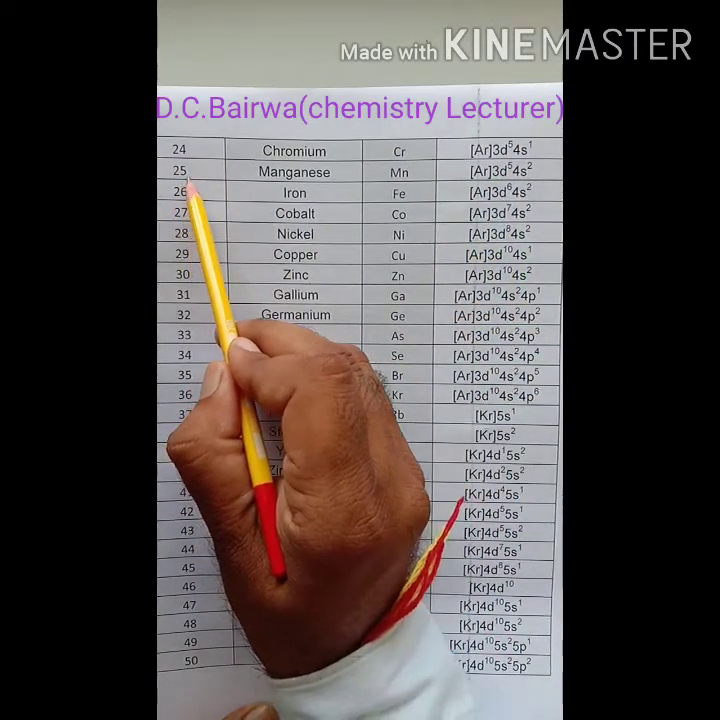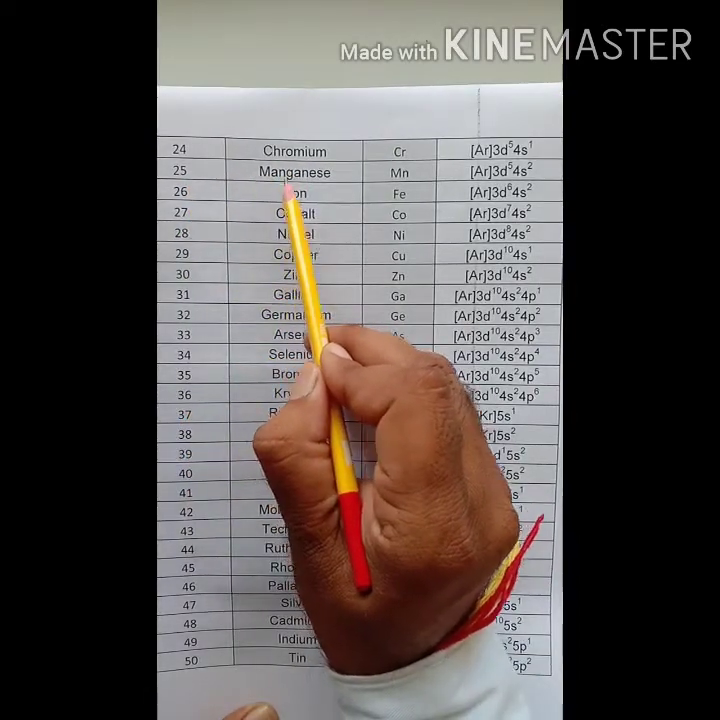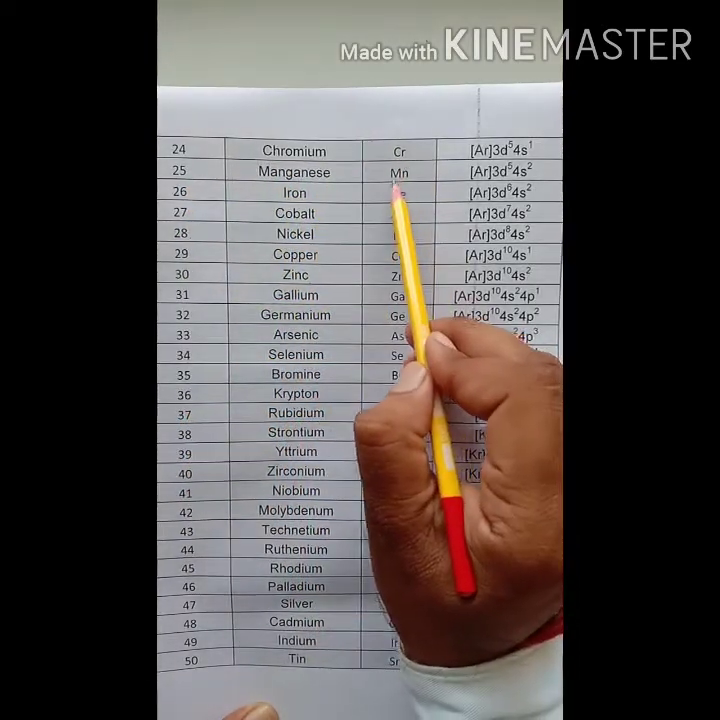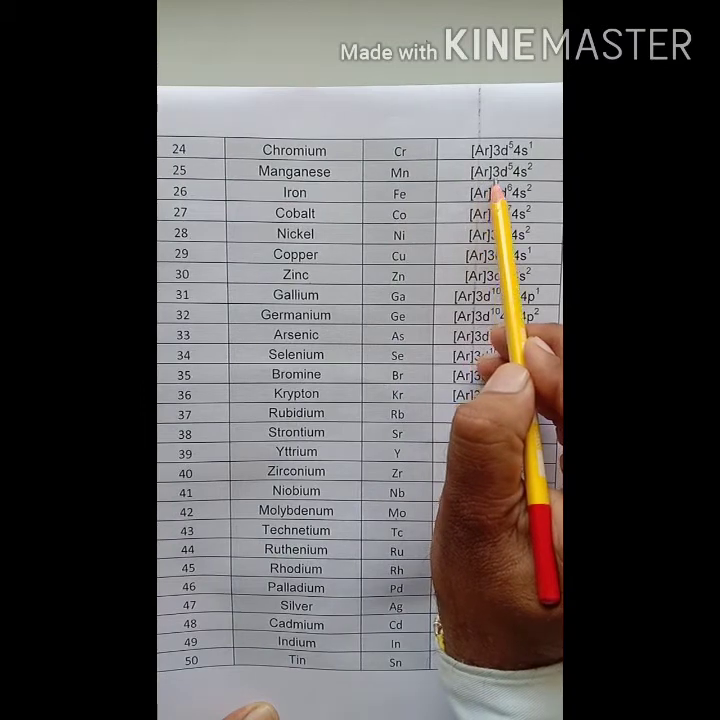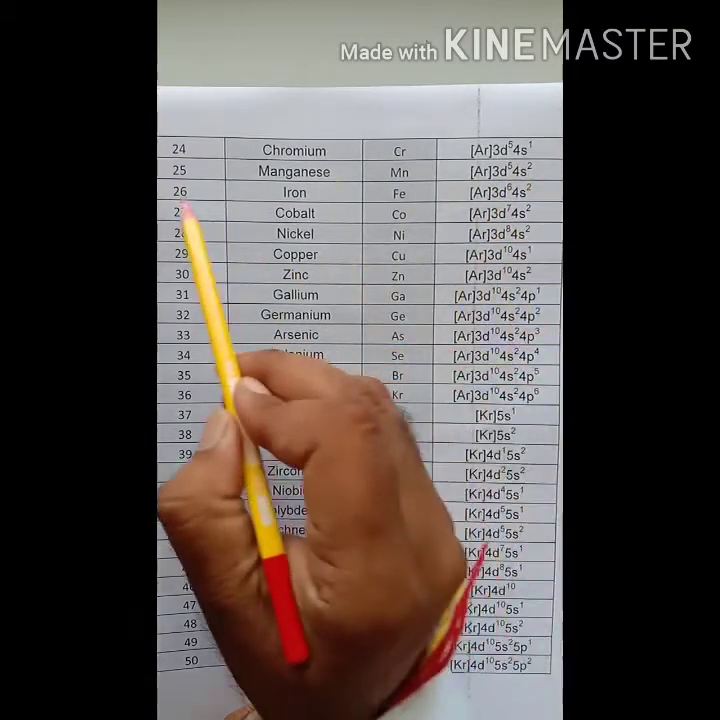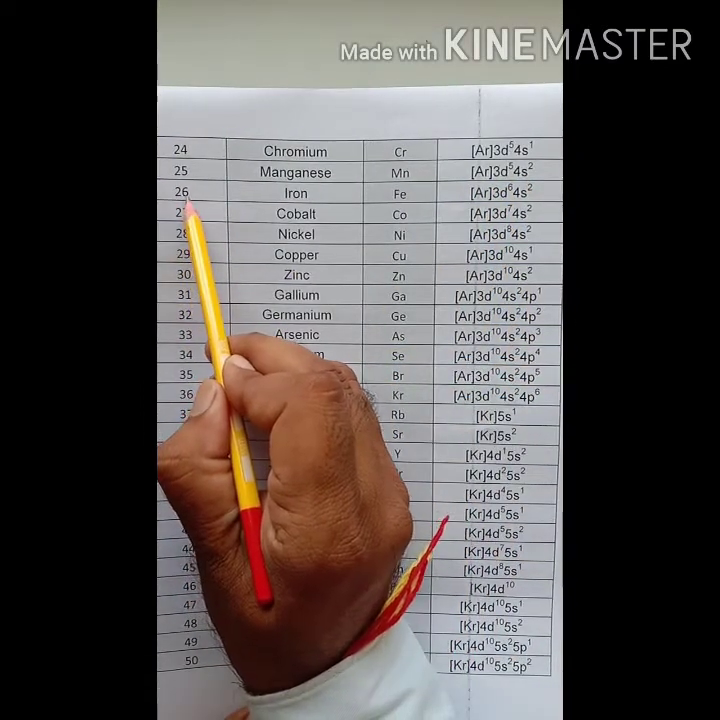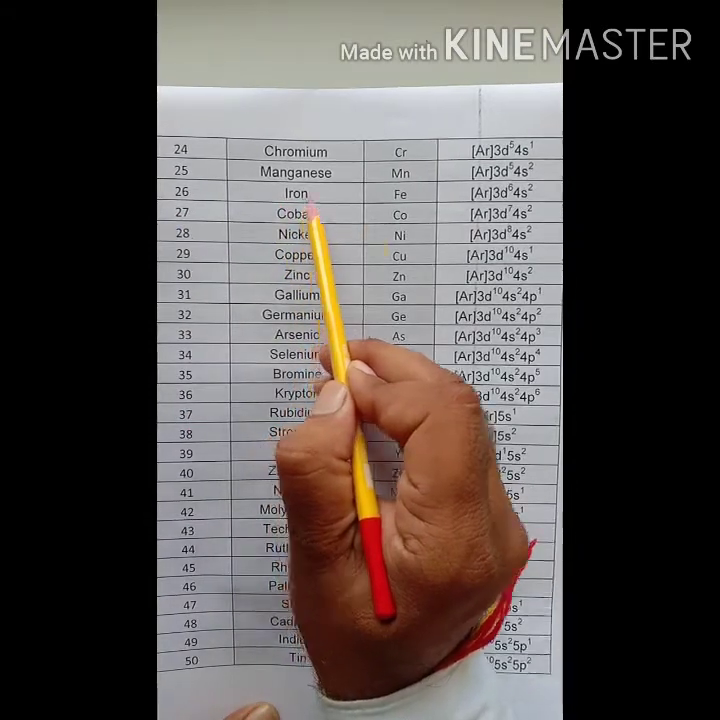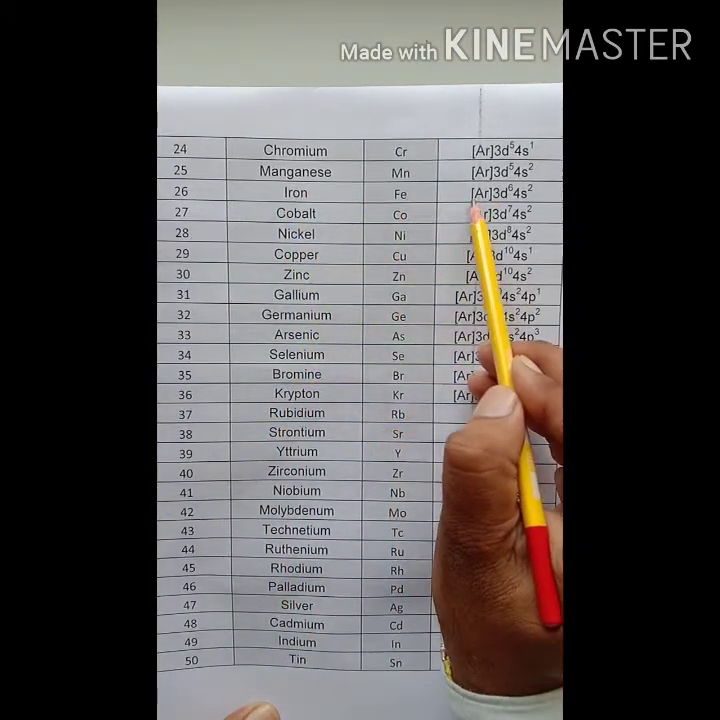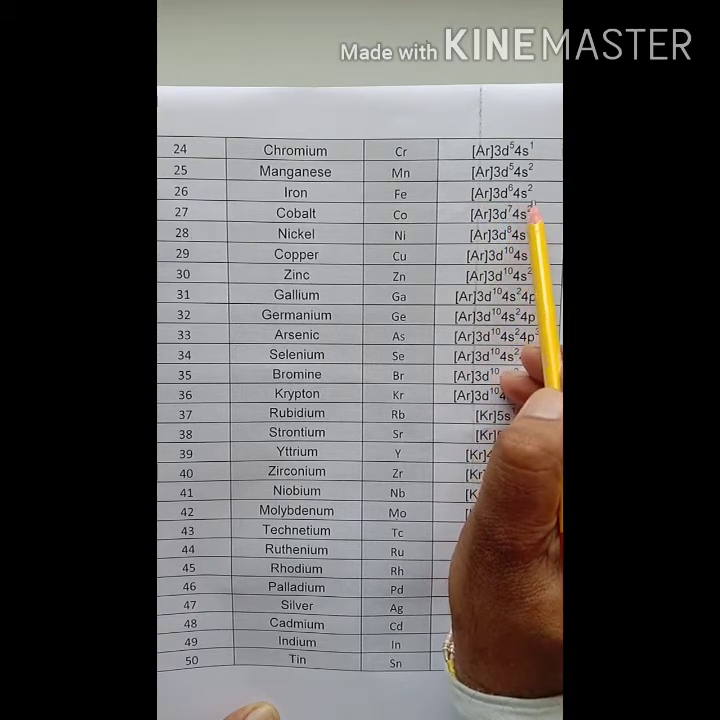The next atomic number is 25. The name of the element is manganese. Symbol is Mn. Electronic configuration is [Ar] 3d5 4s2. The next atomic number is 26. Name of the element is iron. Symbol is Fe. Electronic configuration is [Ar] 3d6 4s2.